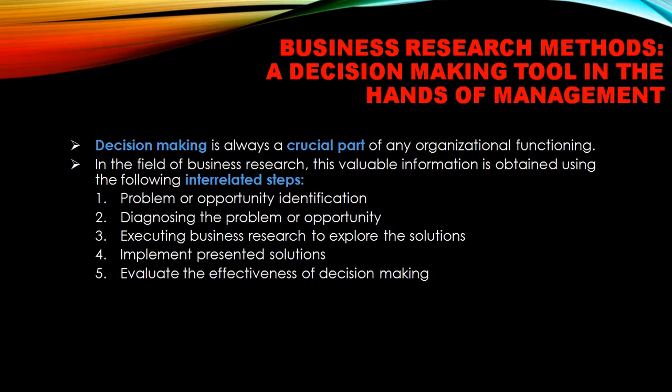Next, executing business research to explore the solutions. Now you are conducting a lot of research in order to explore what could be the possible solutions, what could be the ideal solution, what could be the most optimum of all the solutions under these circumstances. And then implement presented solutions. If I get n number of solutions, I'll try to see what could be implemented, and then evaluate the effectiveness of decision making. Just implementing may not suffice. How do I know whether it is right or wrong? So I need to evaluate the decision that I have taken. Once the results are satisfactory, I assume that my decision went right. But if the results are unsatisfactory, I have to rework on the decisions and figure out a better decision in order to seek optimum and desirable results.